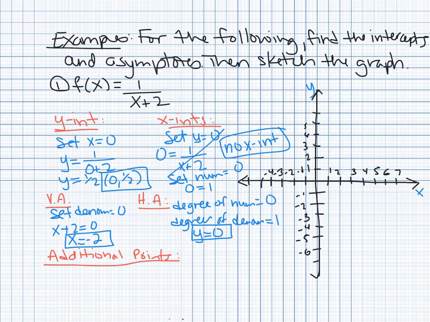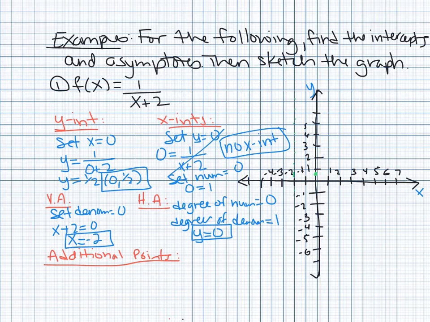So I start with my y-intercept. It's at (0, 1/2). It's going to be about here. X-intercepts, I have none. Unfortunately, I can't do anything with that yet. I have a vertical asymptote at x equals -2, so I'm going to go over and draw that.